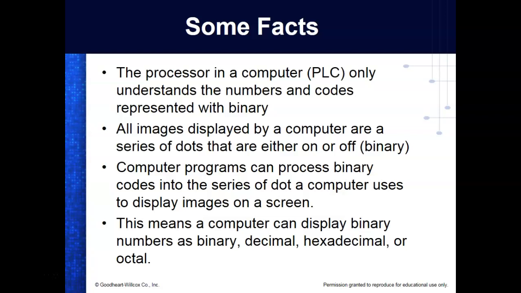The processor in a computer only understands numbers and codes represented with binary. All images displayed on a computer are a series of dots that are either on or off. And they use groups of 3 colors. What's the 3 colors? Red, green, blue. So normally what we do is we have a black background, and then we turn on red, green, blue dots.